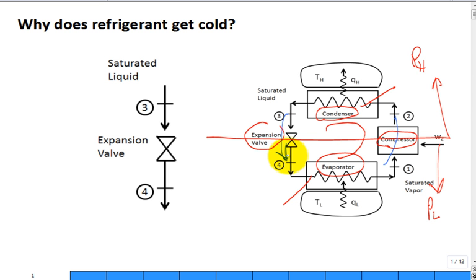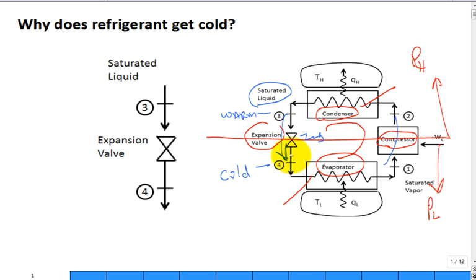But what throws students for a loop, or what's hard to understand, is why state 4, which is saturated liquid, is relatively warm, and why state 3 is warm and state 4 is cold. Is there a lot of heat transfer out of the refrigerant when it flows through the expansion valve? No, there's not. Hold it. It goes in warm, comes out cold, and there's no heat transfer to make it cold? That's not possible, is it?